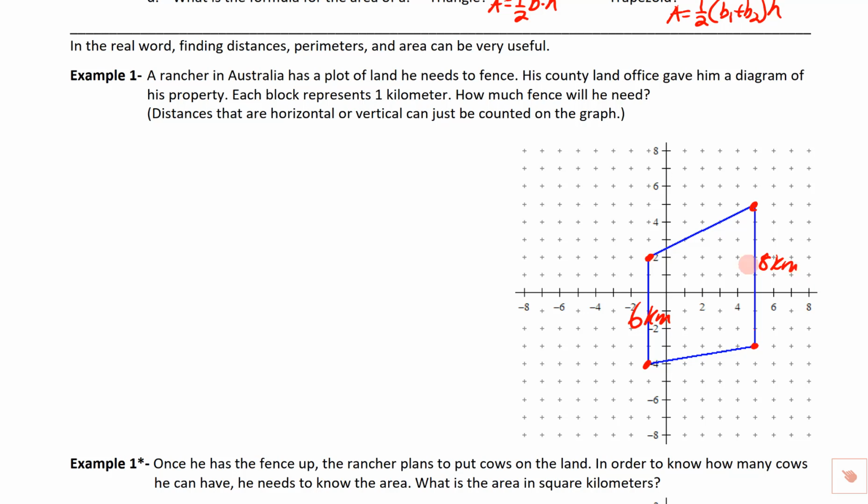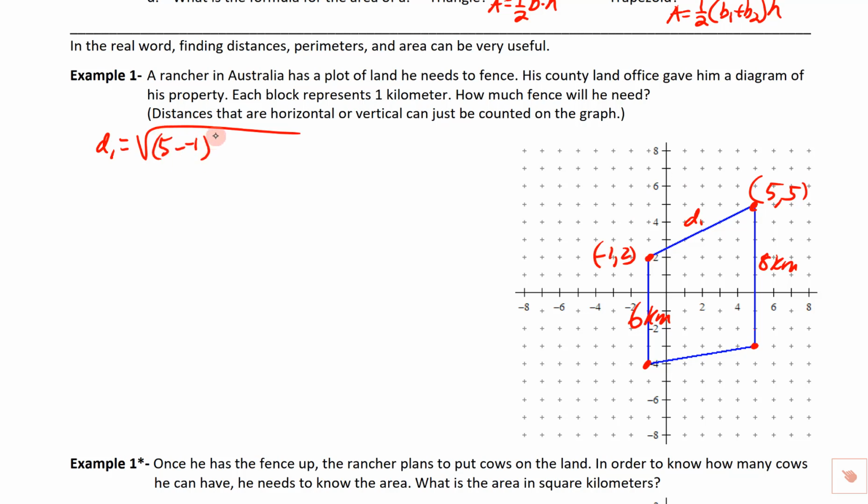We know how much fencing it would take there, but now we need to figure out how far it is from here to here. So this point is (-1, 2), and this point is, let's see, that's (5, 5). So let's figure out, we'll call this distance 1. So distance 1 or fence 1 would be a big square root. We're going to use the distance formula. So it's x2 minus x1. So that's going to be 5 minus -1.